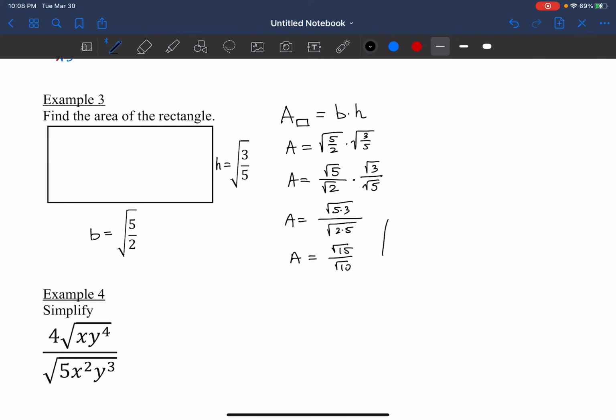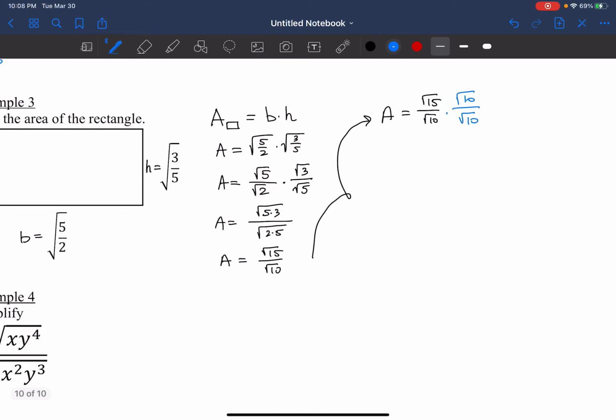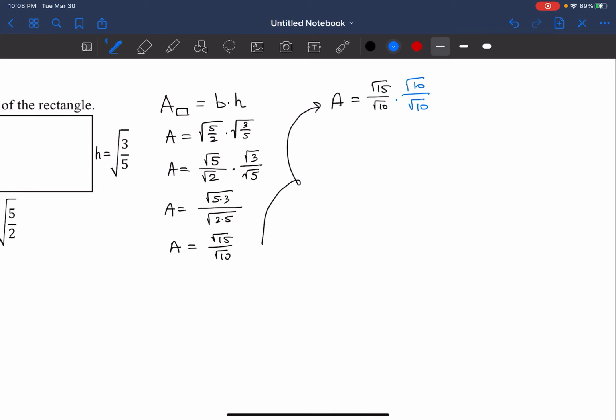So I'm going to continue my work over here. So area equals the square root of 15 over the square root of 10 times the square root of 10 over the square root of 10. So now I am going to have area equals the square root of 15 times 10 over the square root of 10 squared. 15 times 10 is 150.